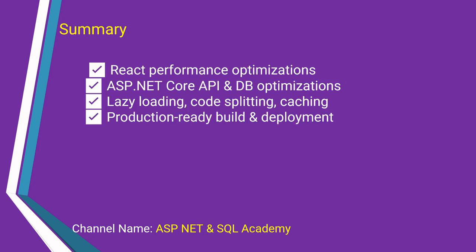To summarize, we covered front-end and back-end optimizations, lazy loading, code splitting, caching, and creating a production-ready build. Following these tips ensures your full-stack apps are fast and scalable.